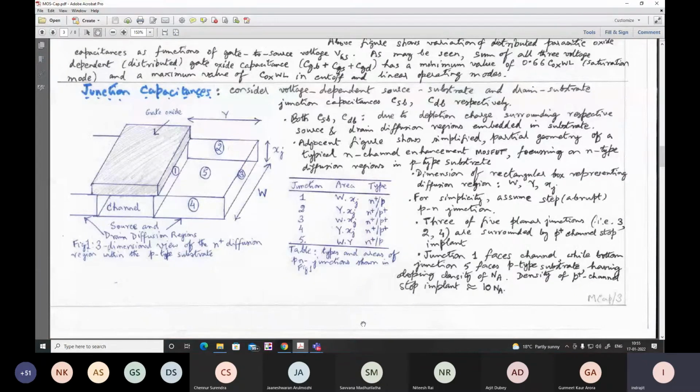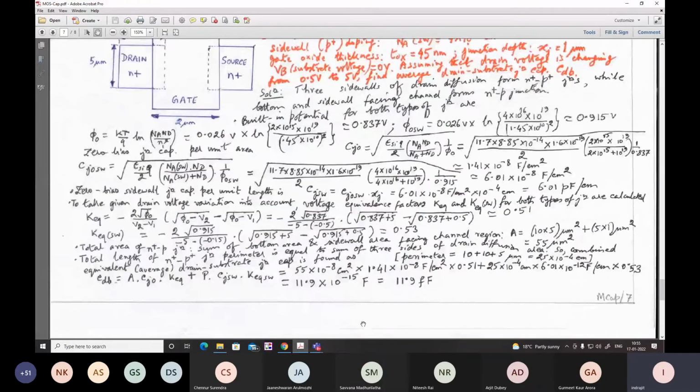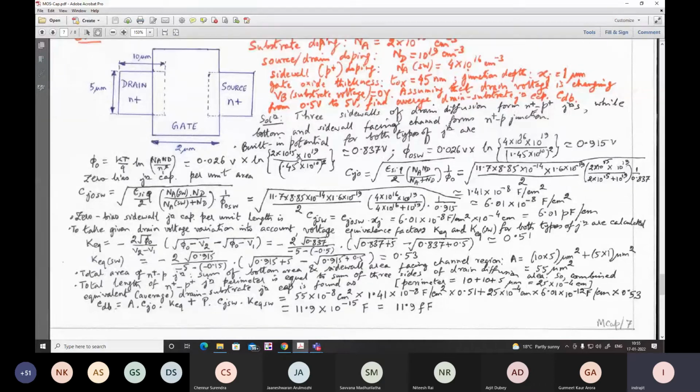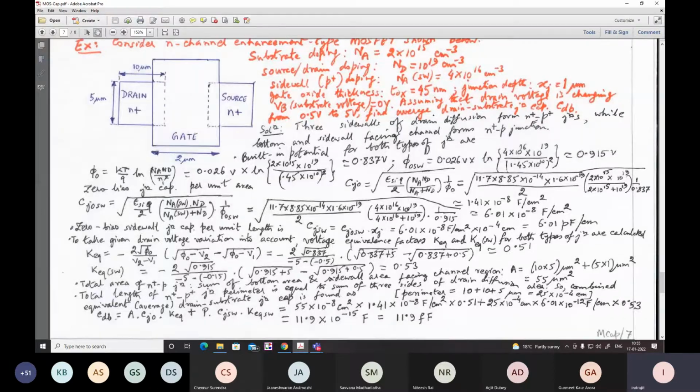Here you get the dimension of 5. It is 10 micrometer multiplied by 5, so this is actually 10 multiplied by 5, that is 50 micrometer square. And the junction depth is 1 micrometer, so corresponding to 1, the area will be 1 multiplied by 5, or 5 micrometer square. So 50 micrometer square plus 5 will come out to 55.